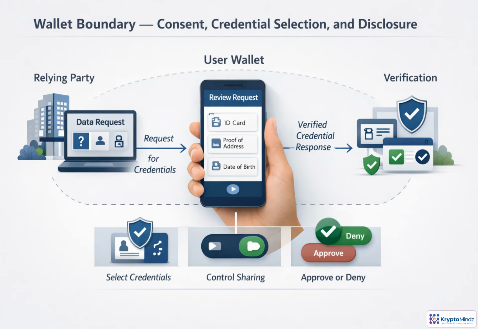The wallet acts as a privacy boundary between the organization asking for data and the customer's credentials. A relying party can request specific attributes, but the wallet mediates that request. The customer reviews who's asking, why they need the information, and which attributes are involved. They can choose to disclose only what's necessary when supported by the credential format. Only after consent does the wallet send a verifiable response back to the relying party.